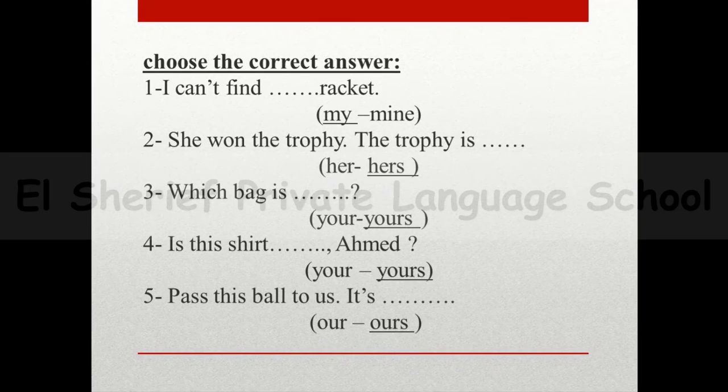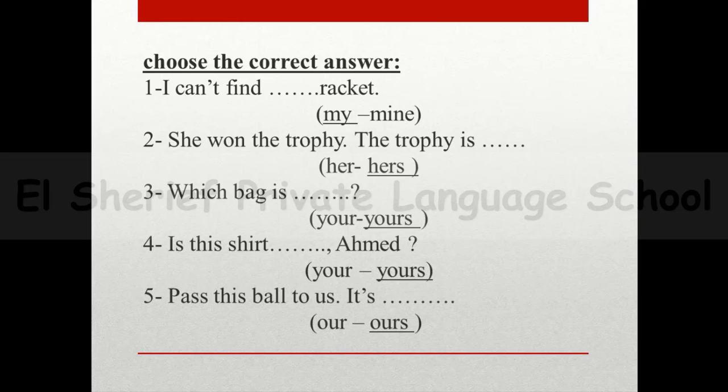And now let's practice. Choose the correct answer. Number 1, I can't find space racket, my or mine. We said before that we should put my before the noun, and we should put a noun after my. So the right answer will be my racket, as I put racket here as a noun, and I should use here my as a possessive adjective.